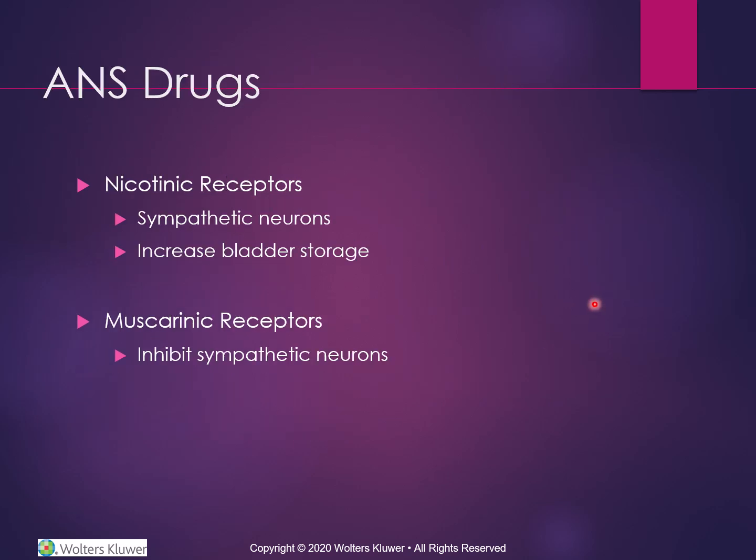There are a lot of different drugs that we can use to either promote emptying or promote storage of urine within the bladder, and they are drugs that largely work on that autonomic nervous system. So if we use drugs that work on the nicotinic receptors of our sympathetic neurons, they usually increase bladder storage. So if we stimulate sympathetic neurons, we're going to increase storage within the bladder. And if we inhibit sympathetic neurons, we will better empty the bladder.